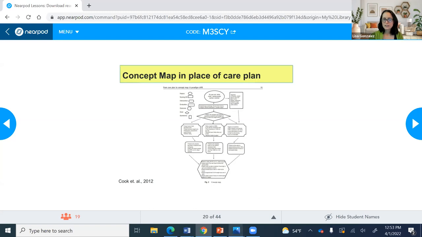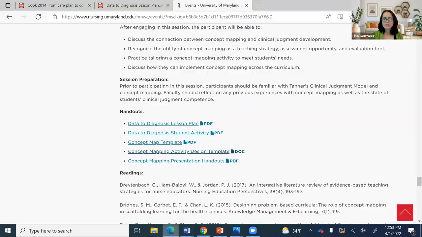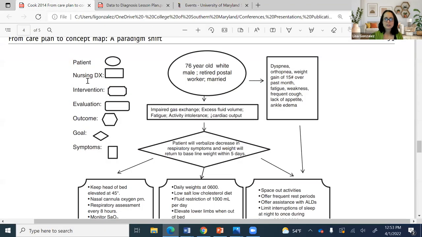So I actually have a bigger picture of this to show you guys, just so you can see the structure here. So this, again, is in one of the references. It's in the Cook et al. reference. So what the faculty did at the school is they had a conversation about moving away from a traditional care plan to use more of a concept mapping format. They still wanted to preserve the nursing process, so they developed the formatted picture right here.